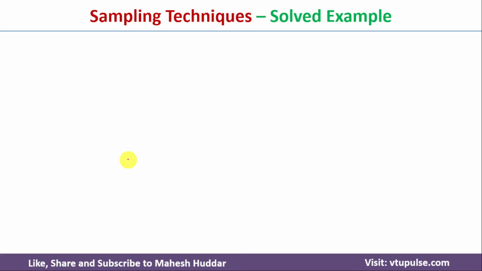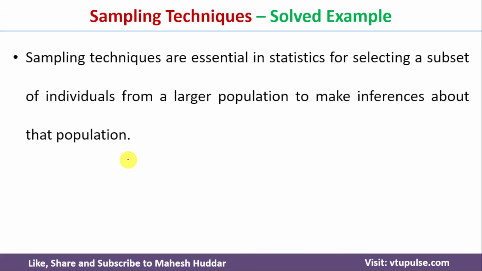Before we look into the example, first we will understand why we need to do the sampling. Sampling techniques are essential in statistics for selecting a subset of individuals from a larger population to make inferences about that population. It means that getting information from large data takes more time and computational power. To avoid that, we are using sampling techniques.